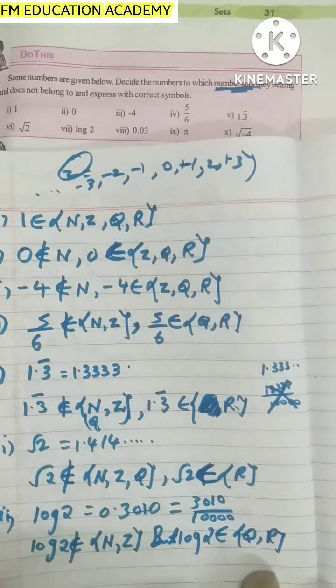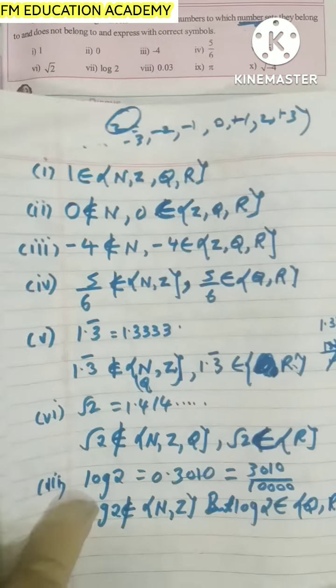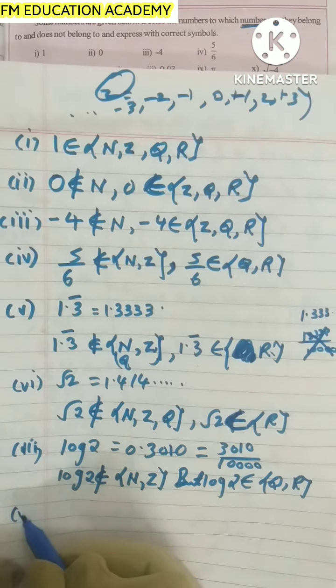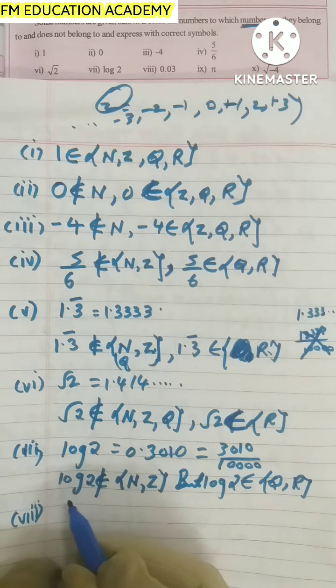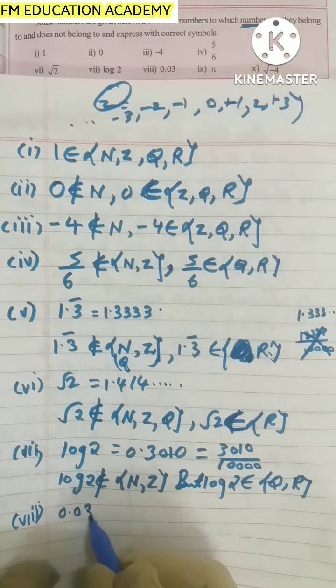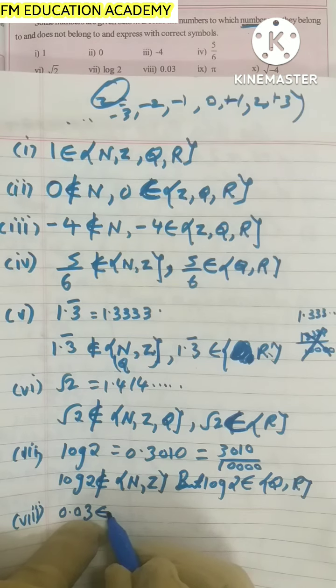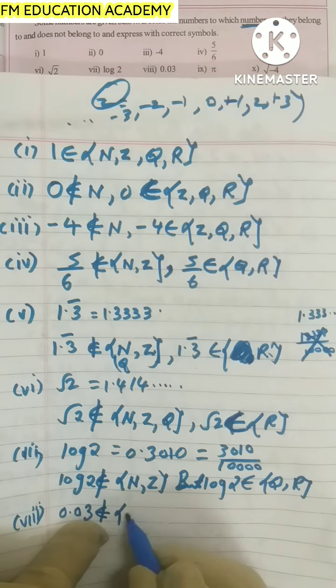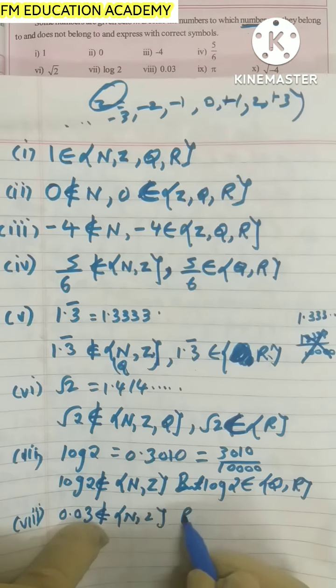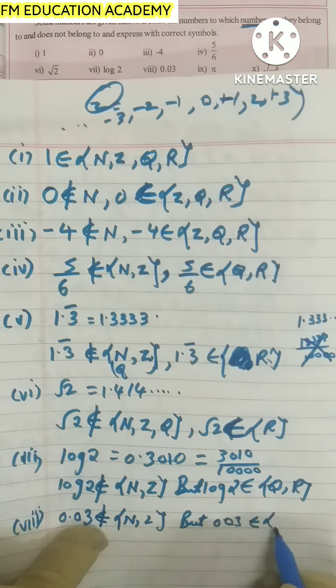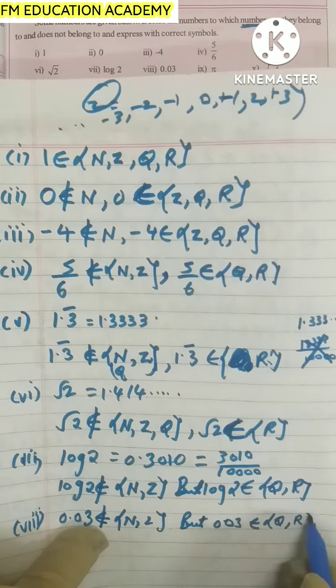Now what is the eighth bit we have? The eighth bit is 0.03. It is a decimal number, and we know that a decimal number can be written as a rational number. So 0.03 does not belong to natural numbers and integers, but it belongs to rational numbers and real numbers.